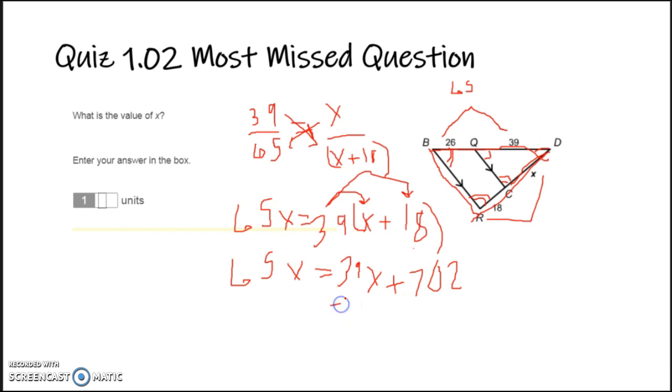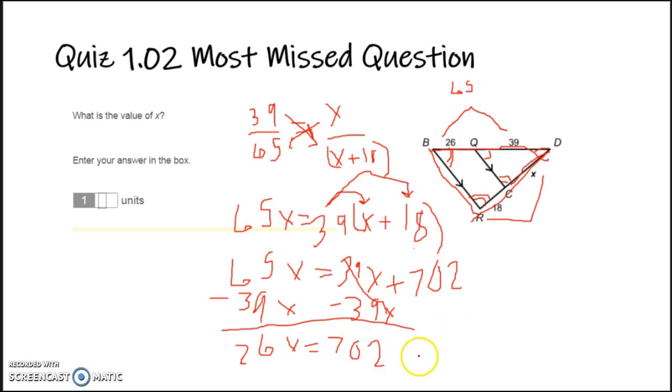And we will subtract the 39x to combine like terms there. Getting those x's on the same side, getting the constant, the number without the x, by itself. So we end up with 26x equals 702. We divide both sides by 26. So dividing 702 by 26, we get x equals 27. So x is 27.